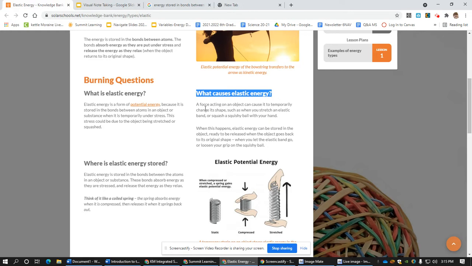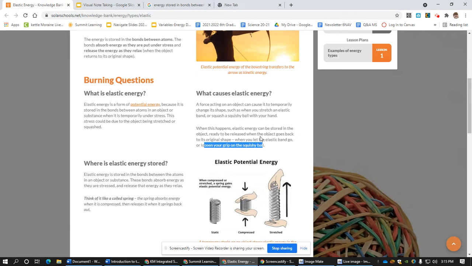And it starts mentioning a force acting on an object can cause it to temporarily change its shape. Such as, so again, there's my example. I have an elastic band or a squishy ball with my hand. So they gave me two examples right away, so I would probably put those in as examples. When this happens, elastic energy can be stored in the object ready to be released when the object goes back to its original shape, when you let the elastic band go or loosen your grip on the squishy ball.